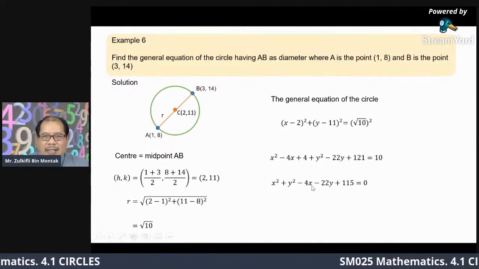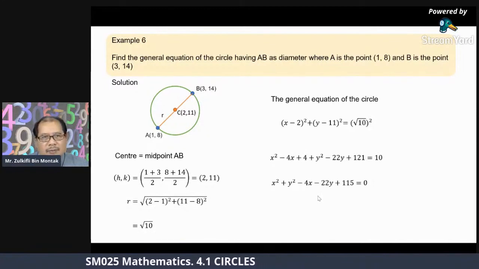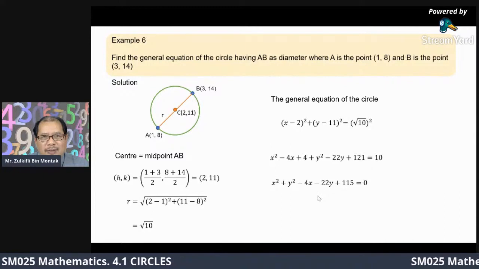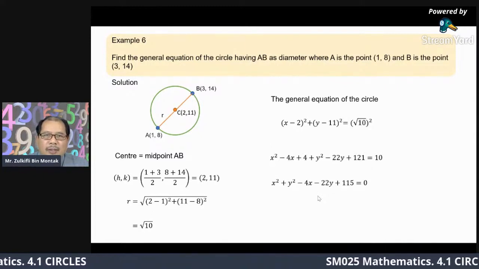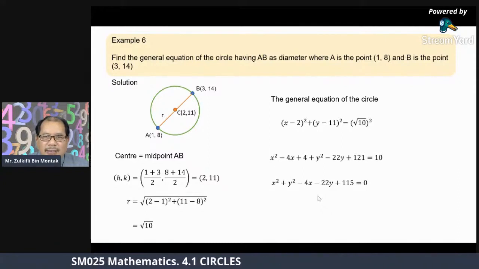to 0. And this is the general equation for the circle with the diameter with endpoints A (1, 8) and B (3, 14).